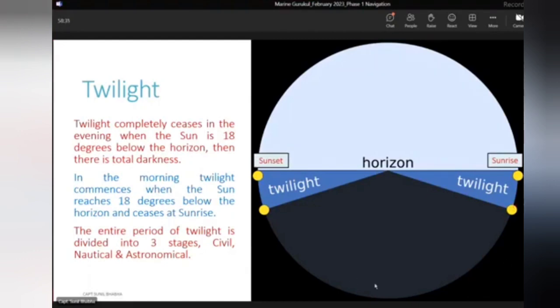So twilight ends when we see the upper limb of the sun or the lower limb of the sun. Beta, if you can see any part of the sun, then it is called sunlight. When you cannot see any part of the sun, that is the time when the twilight starts or ends. Okay, beta? Yes, sir. Thank you. Very good. Let's move ahead.